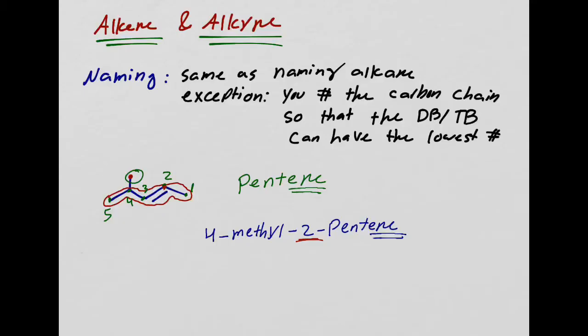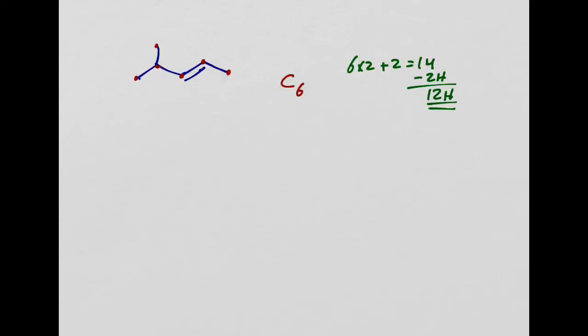I can read this one as 4-methyl-2-pentene. 1, 2, 3, 4, 5. Okay. Let's look at the number of carbon and hydrogen. 1, 2, 3, 4, 5, 6. 6 carbon. Now, based on the rule that I just showed you, 6 times 2 plus 2 is 14. For the double bond, I subtract 2, so I should have 12 hydrogen. Let's see if that's what we see.